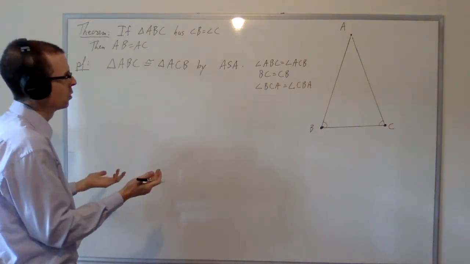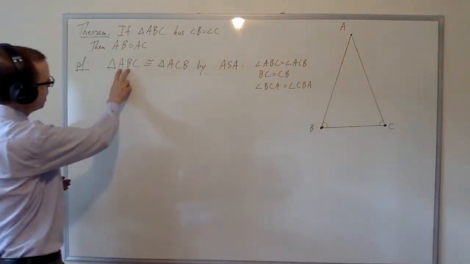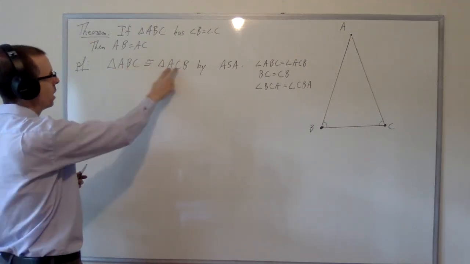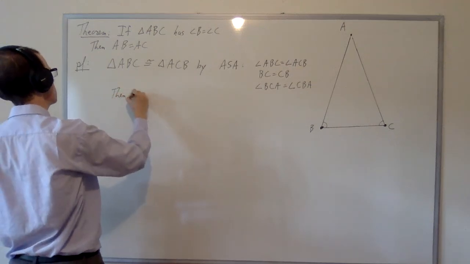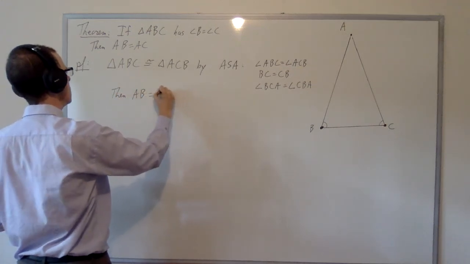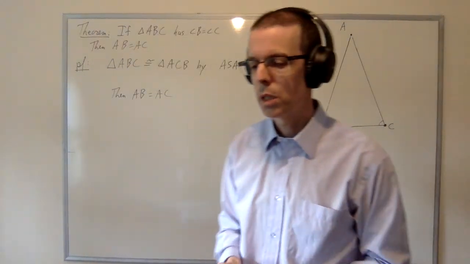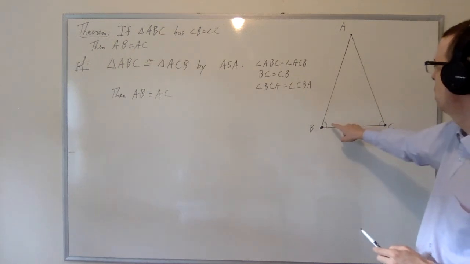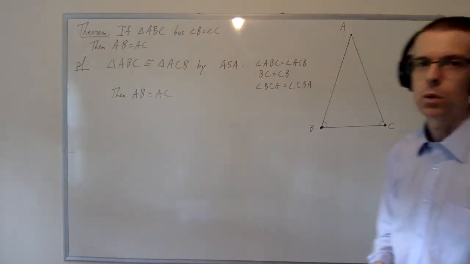And after we get that congruence, then we have corresponding sides. The side AB corresponds to the side AC because they line up, right? Again, thinking about symbol placement in the claim. So side AB corresponds to side AC, and so they're equal. And so this shows us that the converse is also true, that if a triangle has equal base angles, then it has two equal sides.